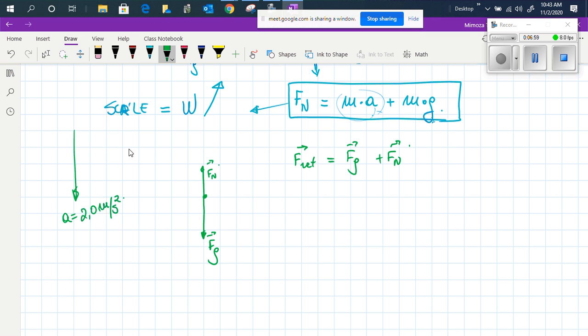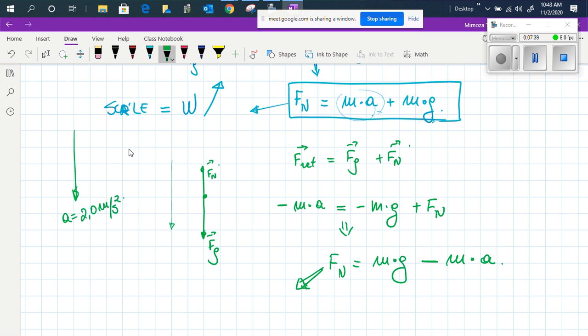Now, since the object is moving down with an acceleration going down, this will be negative mass times acceleration, based on the second law of Newton. Force of gravity is negative as well, mass times acceleration due to gravity. So force normal will be positive because it is in the positive direction of the vertical axis. From here, we can find that force normal is equal to mass times acceleration due to gravity minus mass times acceleration that the object is experiencing.